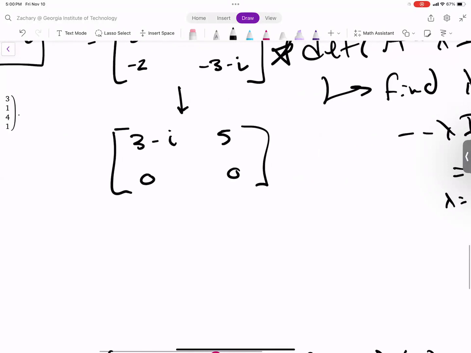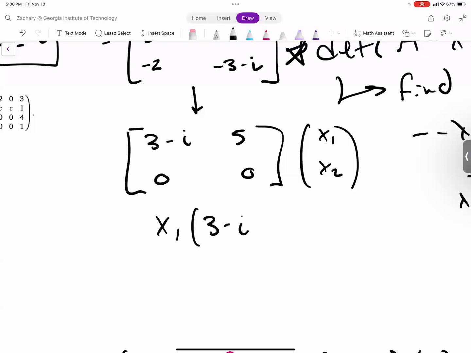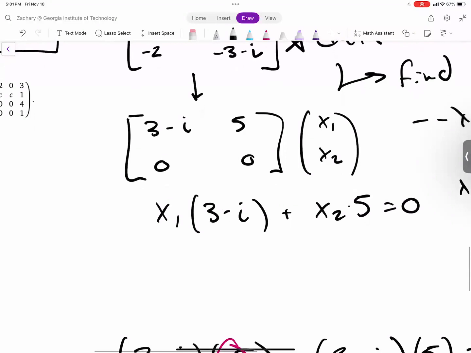And then what we're looking for is a vector that, when we multiply by this matrix, equals 0. So we're going to have some vector with entries, we'll call them x1 and x2, where we have x1 times (3 minus i) plus x2 times 5 equals 0, just by doing some matrix math. And we also know that if we look at the bottom row, 0 plus 0 is going to be 0. So we're looking for the solutions for this to be true.